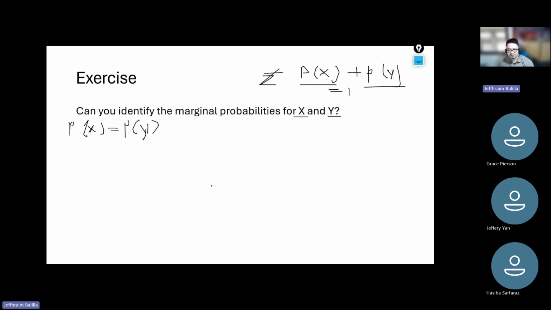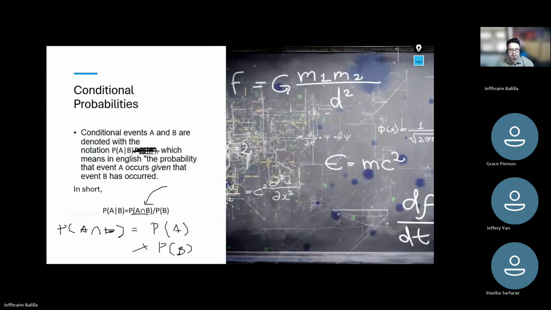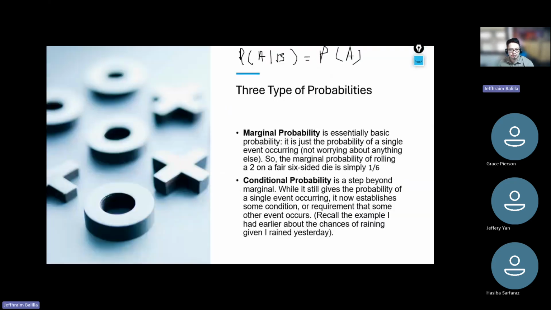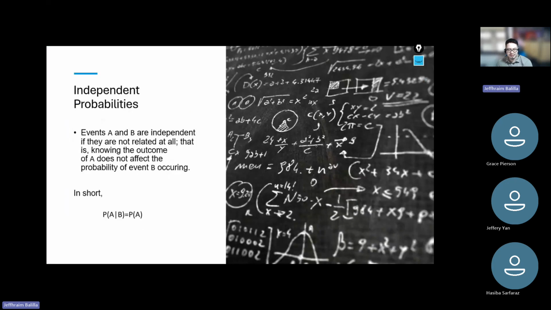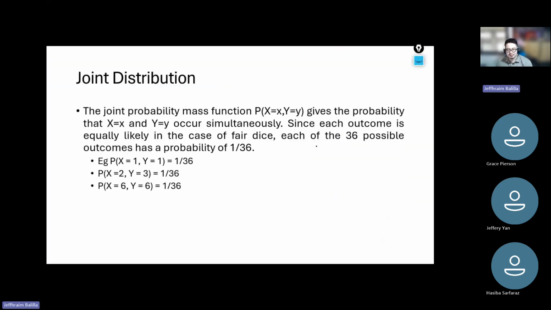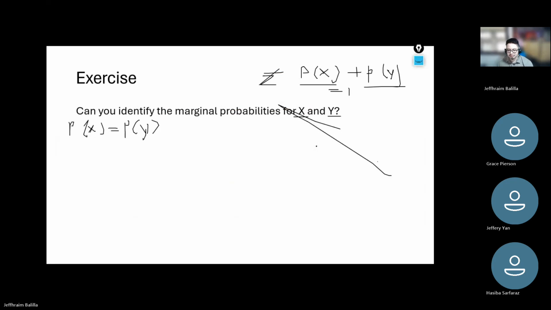Any guess, guys? How did we define marginal probabilities? Let's go back to there and have an idea on what to do. We said that marginal probability is essentially basic probability, just the probability of a single event occurring, not worrying about anything else. So with that idea, what could be the probability of x?